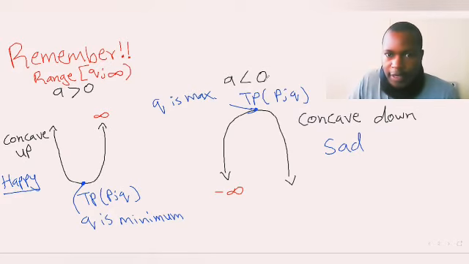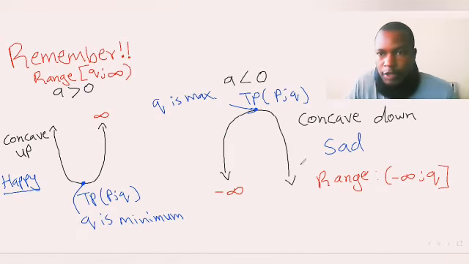So now for a less than 0, that would be a negative a. We would then move from the smallest value to the biggest value. So the range would read as follows: the smallest value, which is negative infinity, all the way to the q, which would be the maximum value. Actually, you would need to include the q, so that would be the square bracket over there.